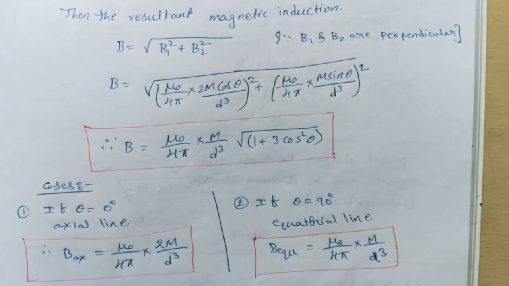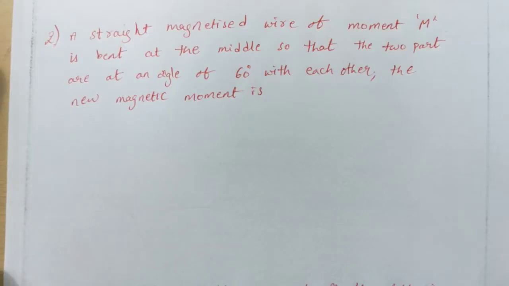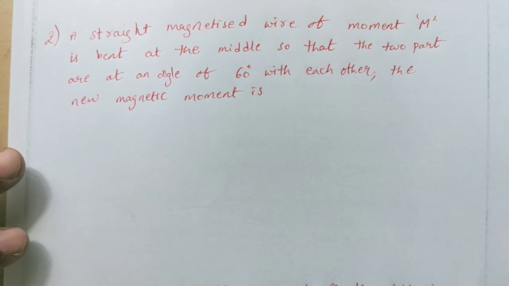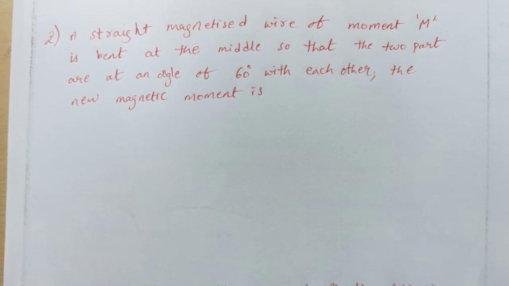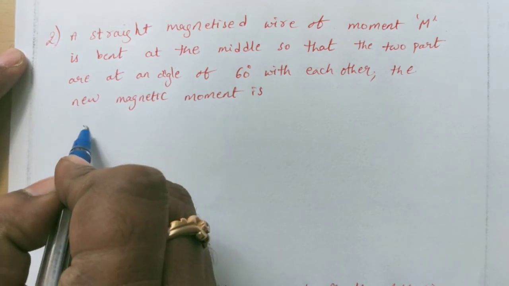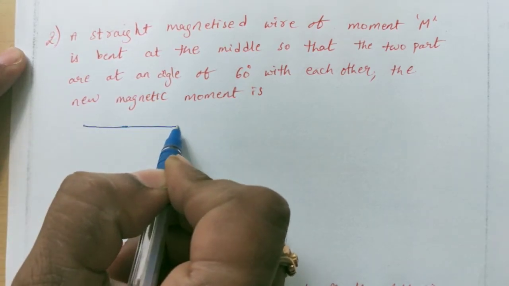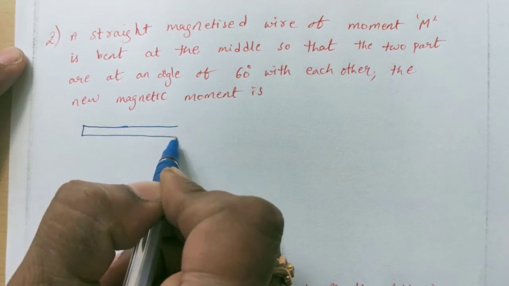Okay, students, this is one simple problem for you. A straight magnetized wire of magnetic moment capital M is bent at the middle so that the two parts are at an angle of 60 degrees with each other. We want to find the new magnetic moment.